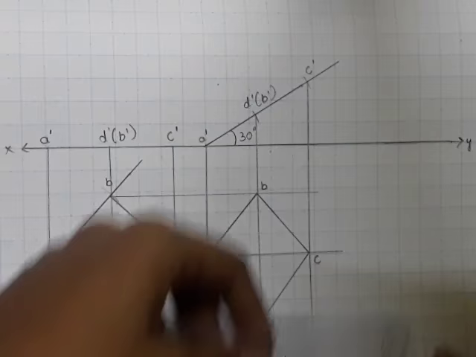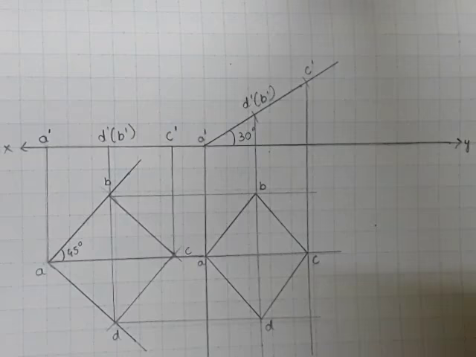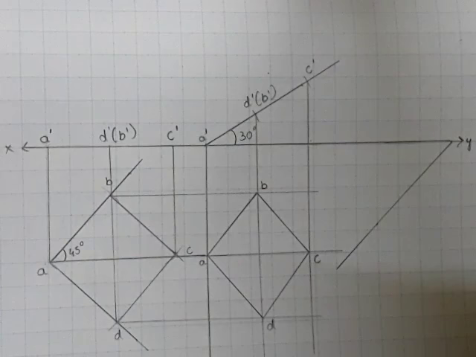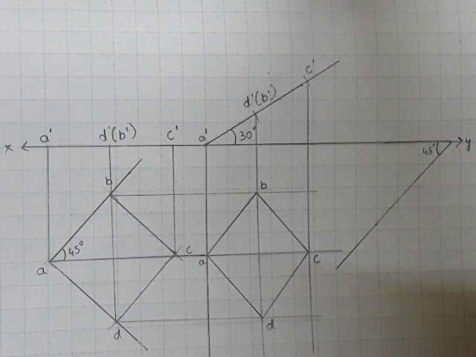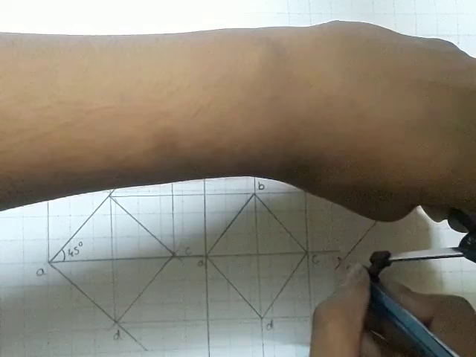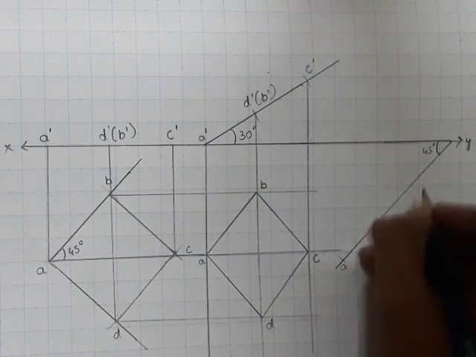Now taking 45 degrees with protractor. The angle is 45 degree. Taking the length of AC from the true shape. And cutting an arc on this line. This is my A and this is my C. This is the locus of A.